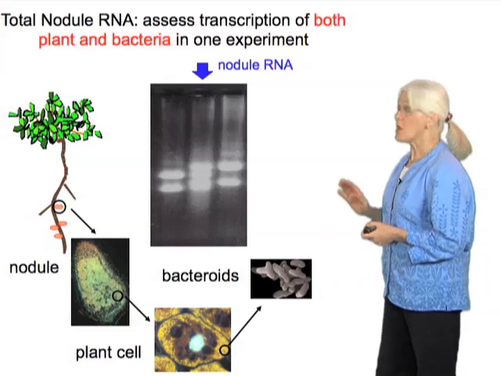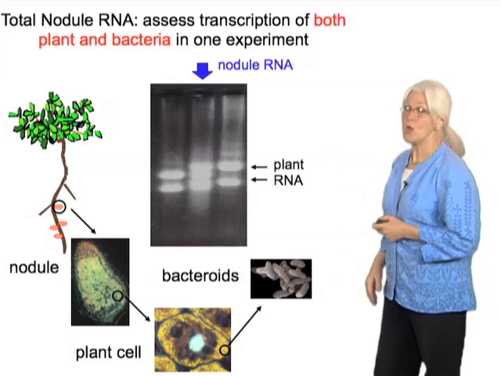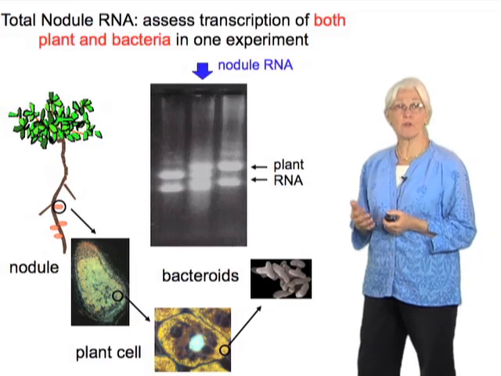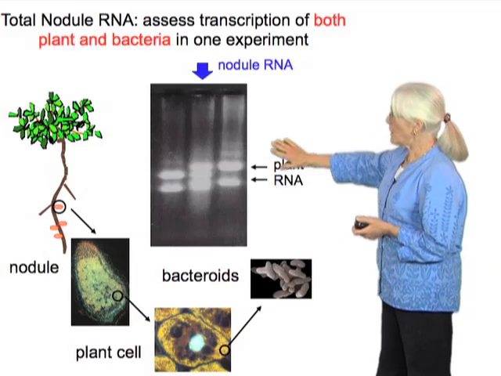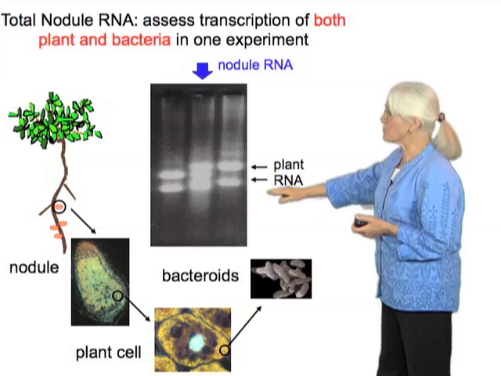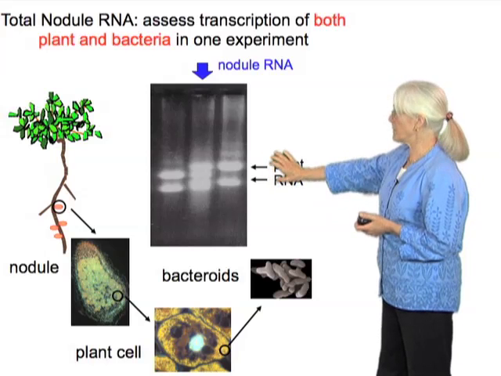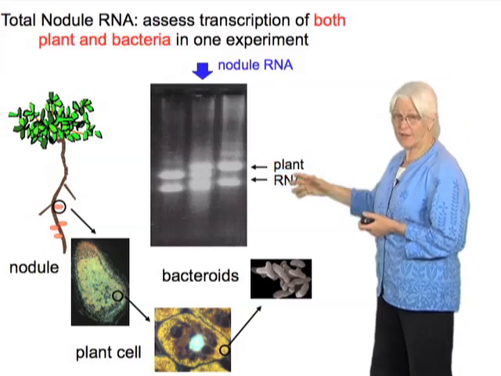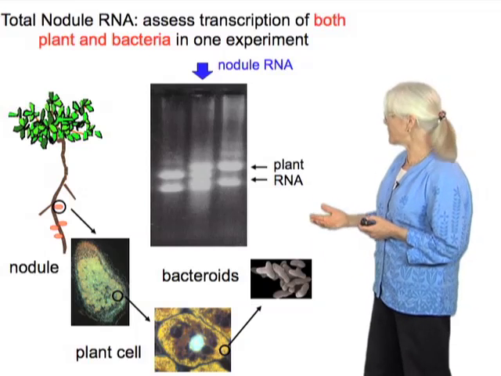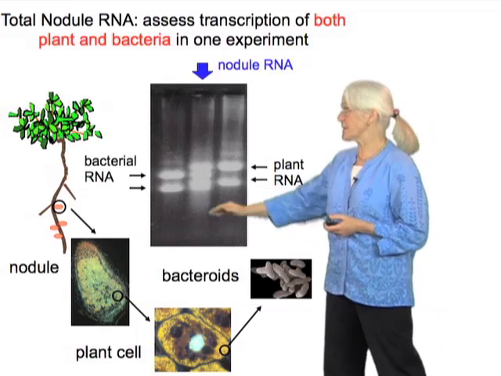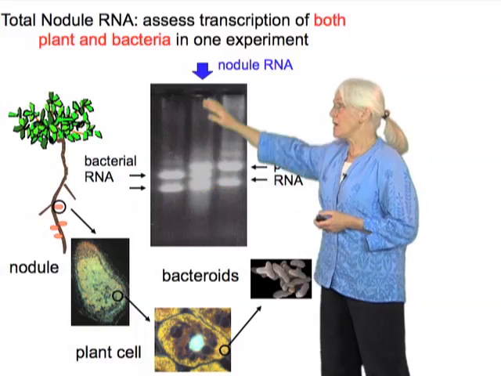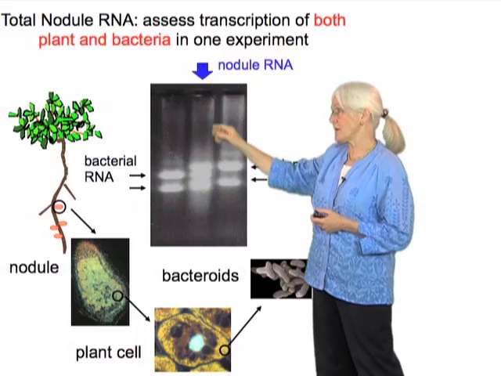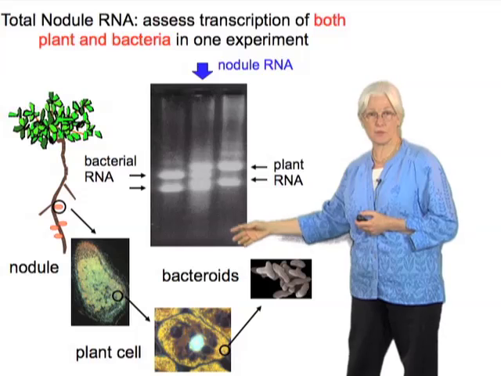can be shown here. For reference, in the right-hand lane, we have isolated RNA from a plant root. That shows you the large and small ribosomal RNAs here for reference. On the left-hand lane, we have bacteria grown in culture. You can see, again, the bacterial RNAs here. Our prep for nodule RNAs captures both of those, as you can see.